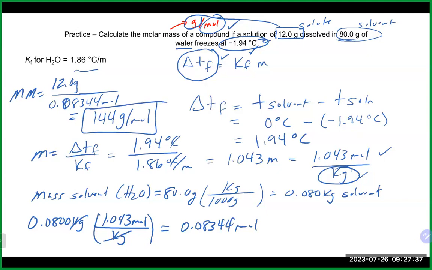So by having the actual freezing point information and a little bit more information about how many grams of the solute there are, we're able to figure out the molar mass of this particular substance based on how it freezes in that solution. Any questions on that there?